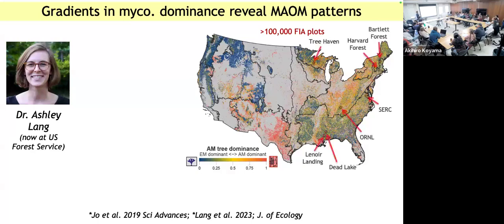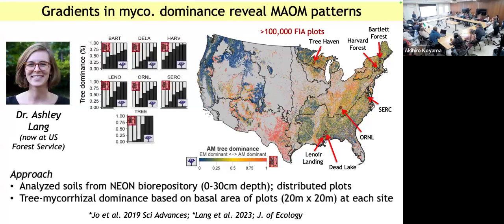Ashley Lang was a former postdoc, and Ashley went to these different sites, and she looked at a gradient of AM to ECM trees, and she found 7 sites.